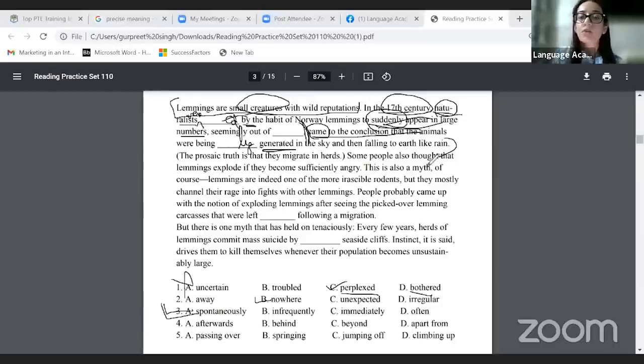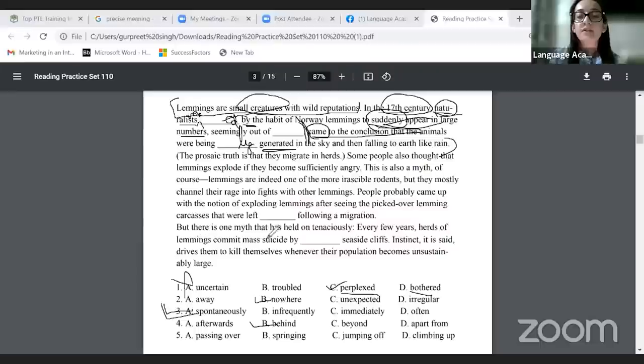So they say some people also thought that lemmings explode if they become sufficiently angry. This is also a myth, of course, but they mostly channel their rage into fights with other lemmings. People probably came up with the notion of exploding lemmings after seeing the picked over lemming carcasses that were left dashed behind following a migration. Left behind is a collocation. This all of you are almost right. I see only one or two of you selecting left beyond. That's not a collocation, Shikha. Left behind is a collocation.